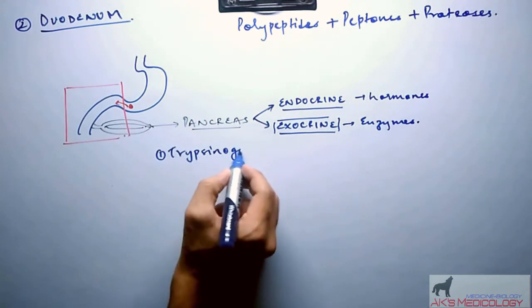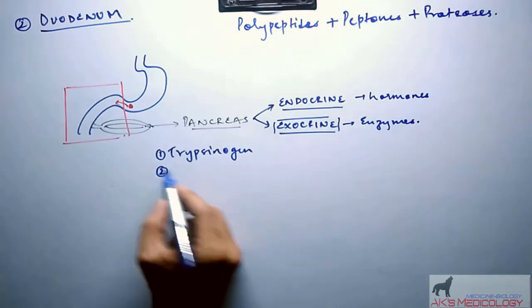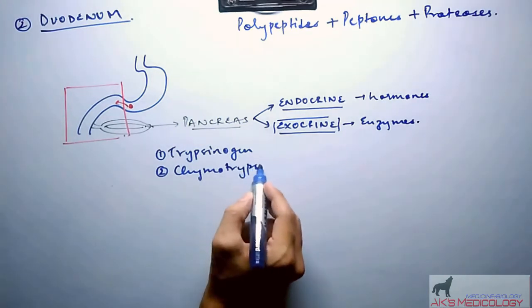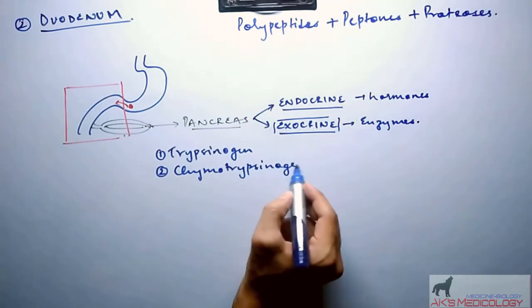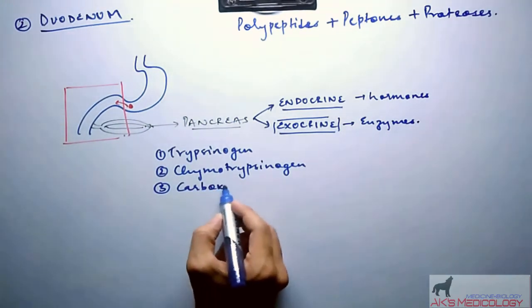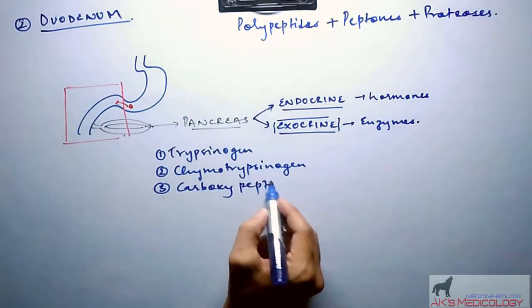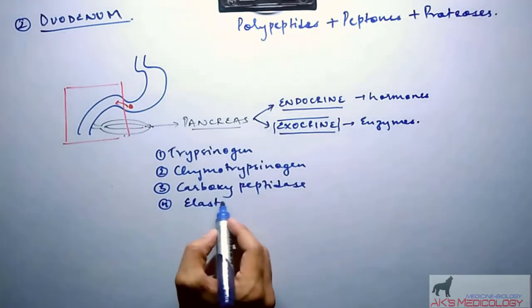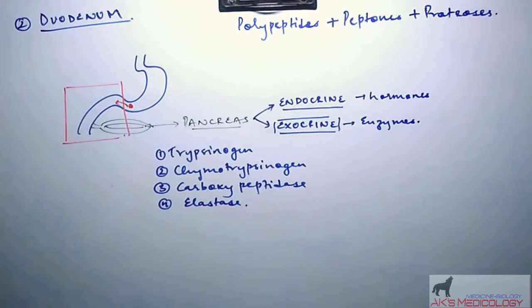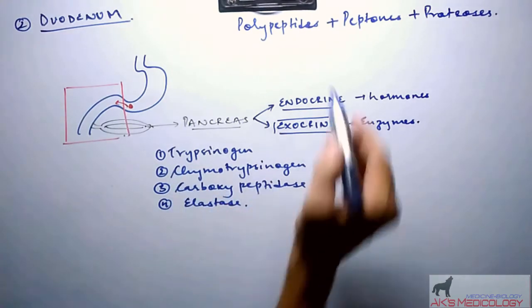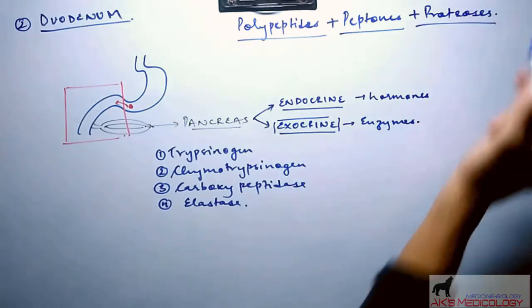trypsinogen, second chymotrypsinogen, third carboxypeptidase, and last elastase. Besides these, nucleases are also released, but these four are major in digesting these incompletely digested proteins.